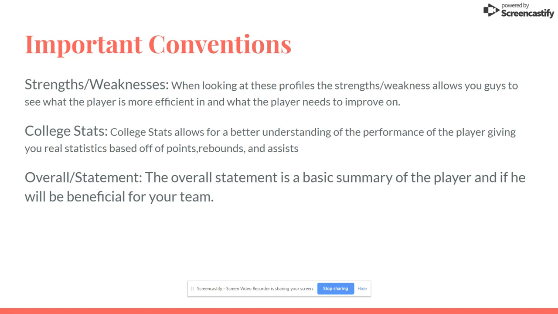Important conventions are strengths and weaknesses. When looking at these profiles, the strengths and weaknesses allow you to see what the player is more efficient in, and what the player needs to improve on. College stats are also important because they allow for a better understanding of the performance of the player given the real statistics based off points, rebounds, and assists. The overall statement is a basic summary of the player and whether the player will be beneficial for your team.